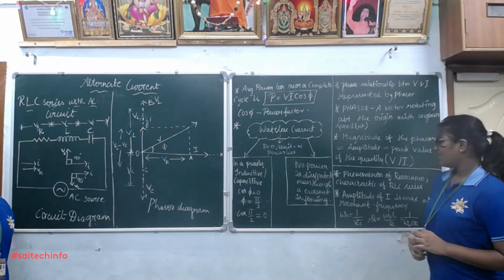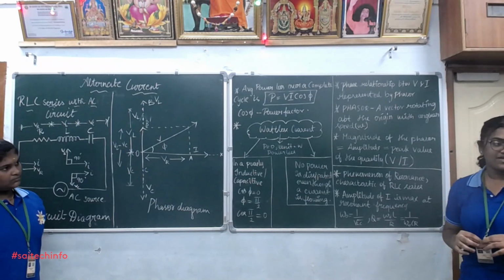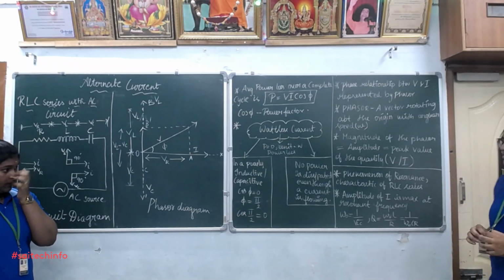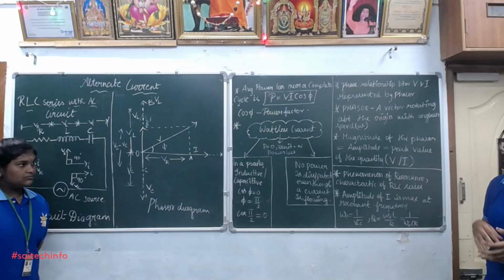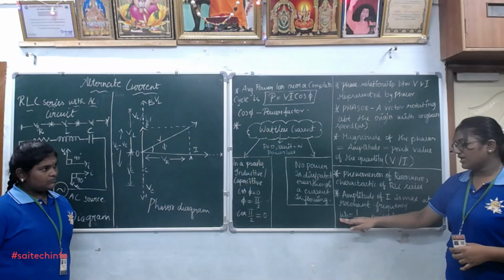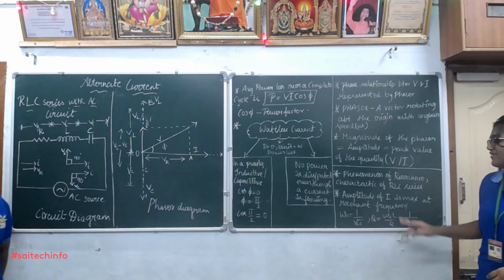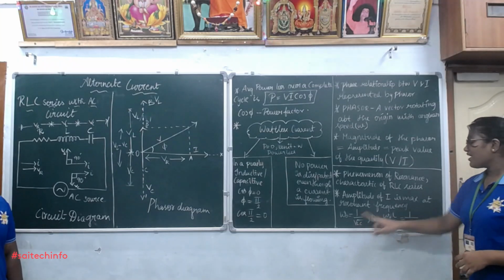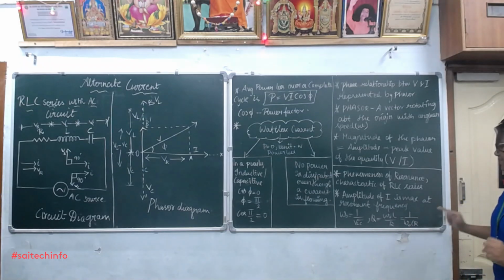The next and most interesting characteristic of RLC series is the phenomenon of resonance. The amplitude of current is maximum at the resonant frequency. That is omega naught, the angular resonant frequency, equal to 1 by the square root of LC. Q is the quality factor, an important aspect, equal to omega naught L by R, which is equal to 1 by omega naught CR.